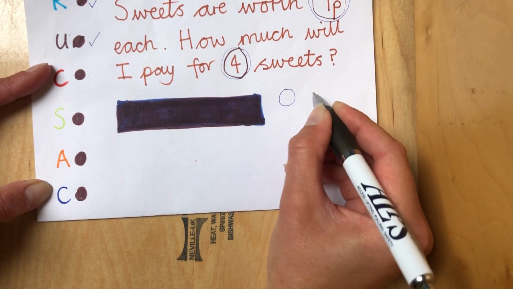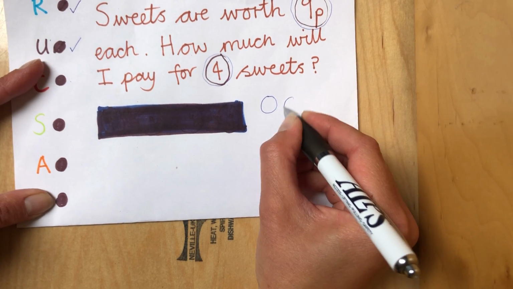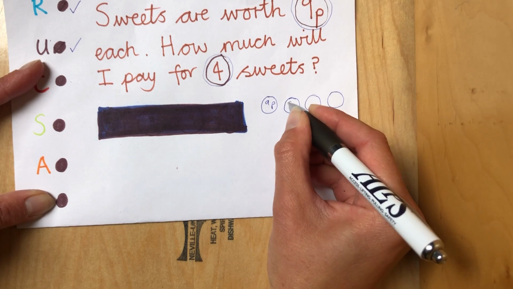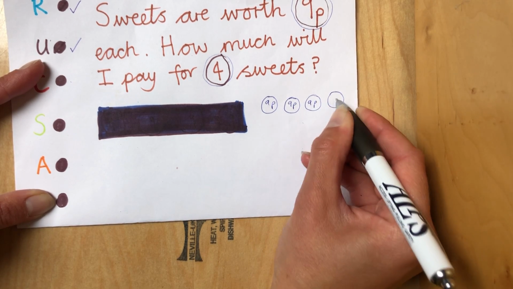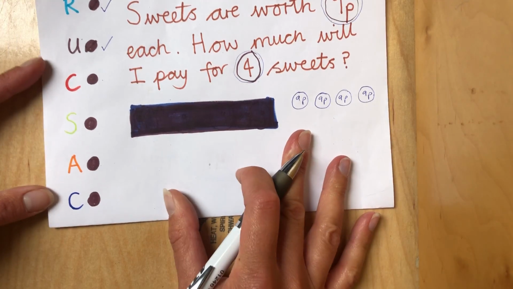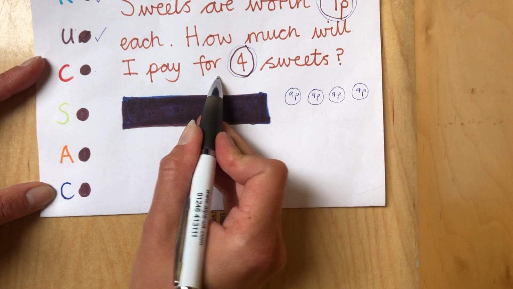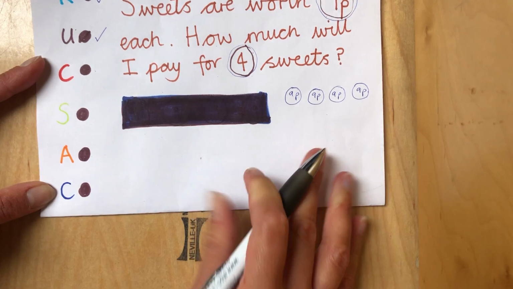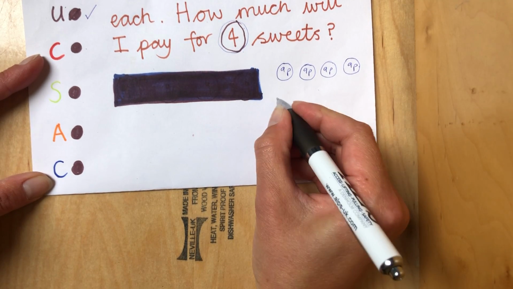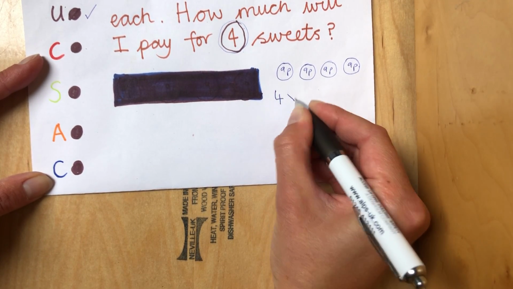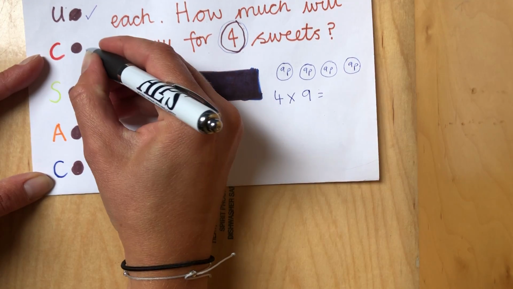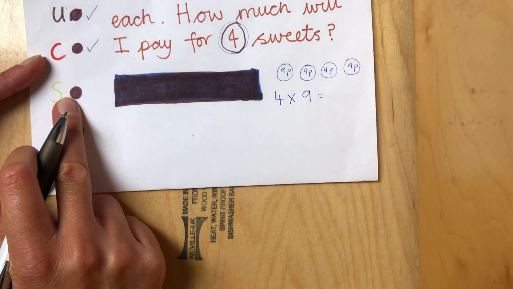So I'm going to draw 4 sweets. 1, 2, 3, 4. And these are all 9p each. Okay, so now I understand it. I need 4 lots of sweets. I need to choose the right calculation. So I know that I need 4 lots of 9, which is the same as 4 times 9. And now I need to solve it.